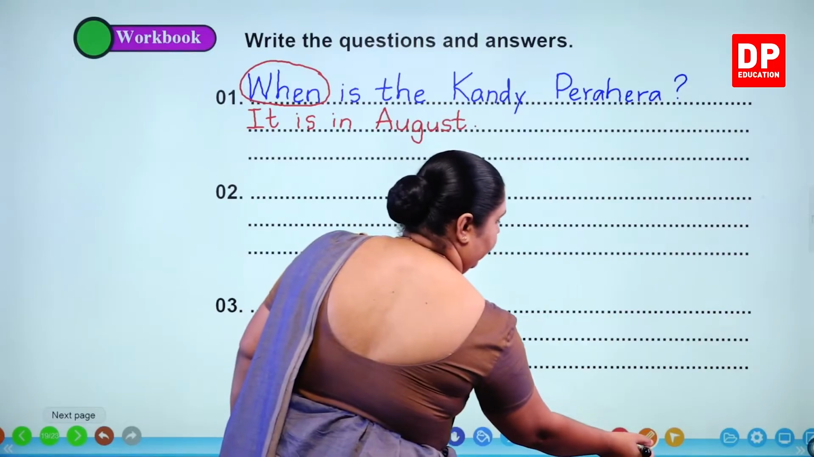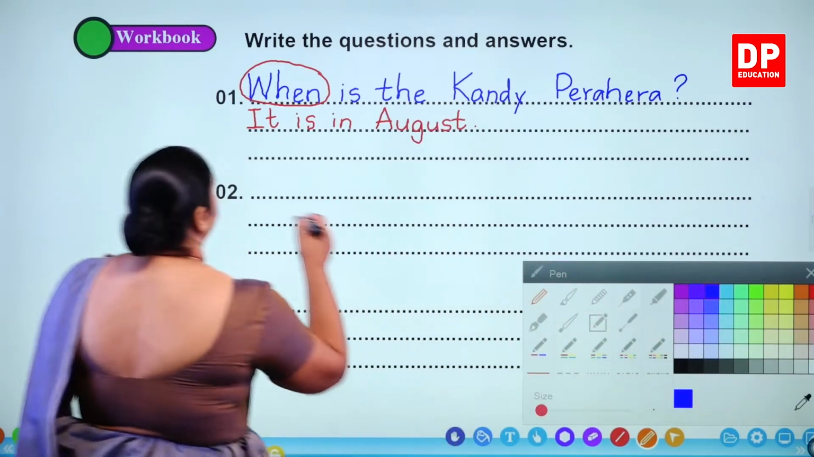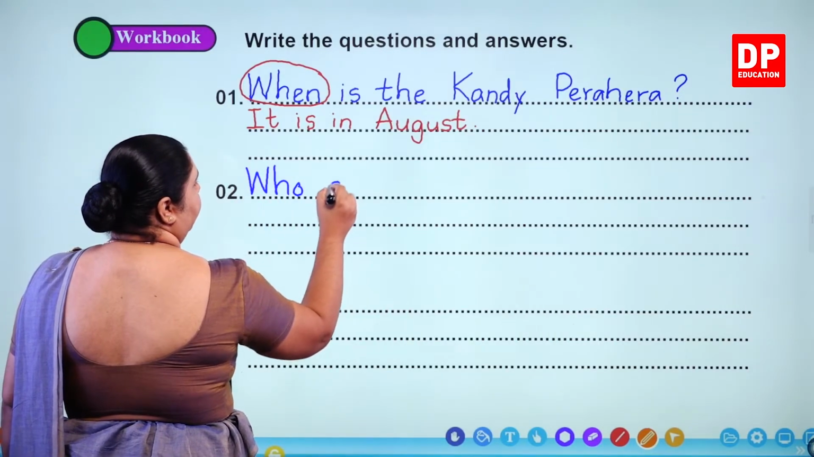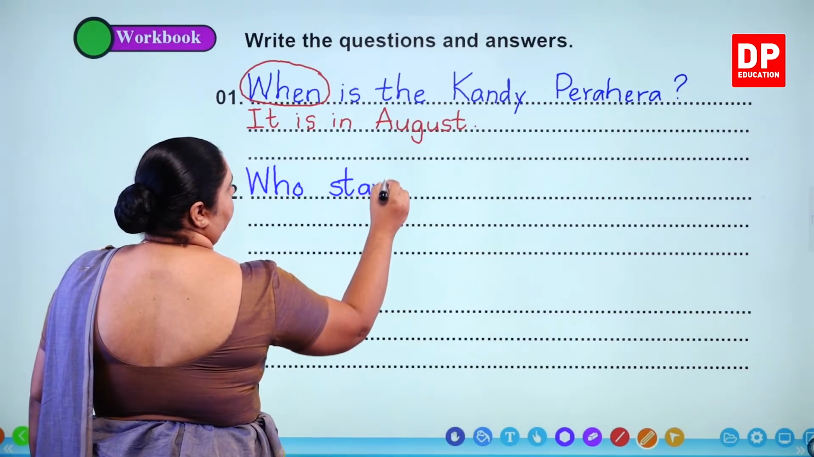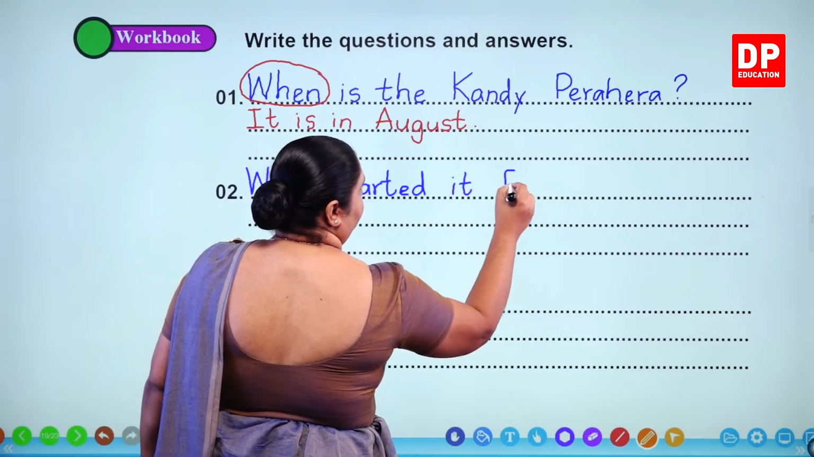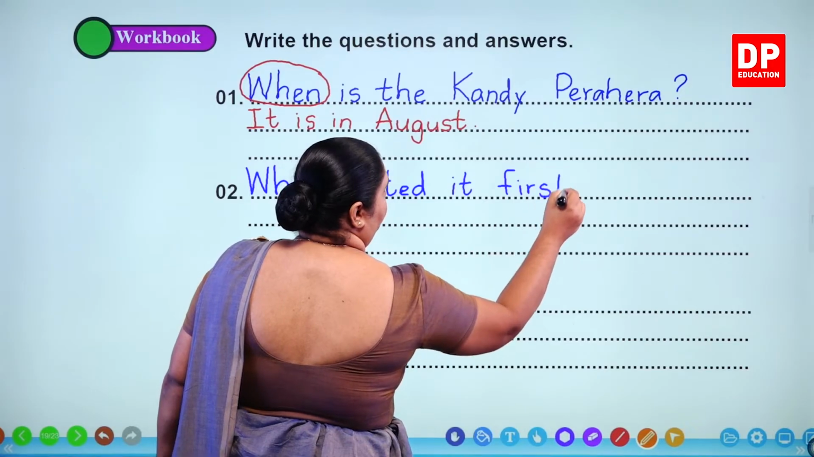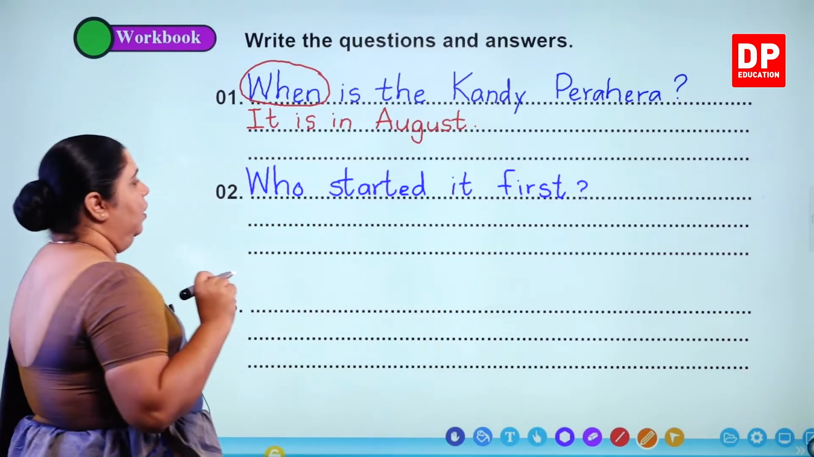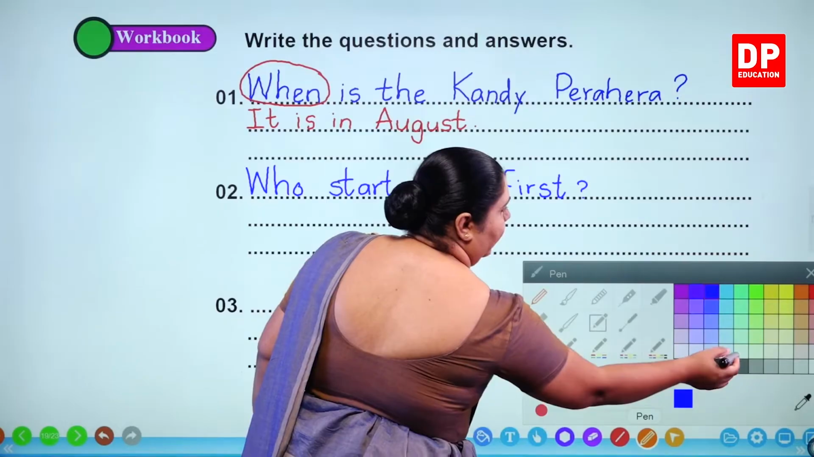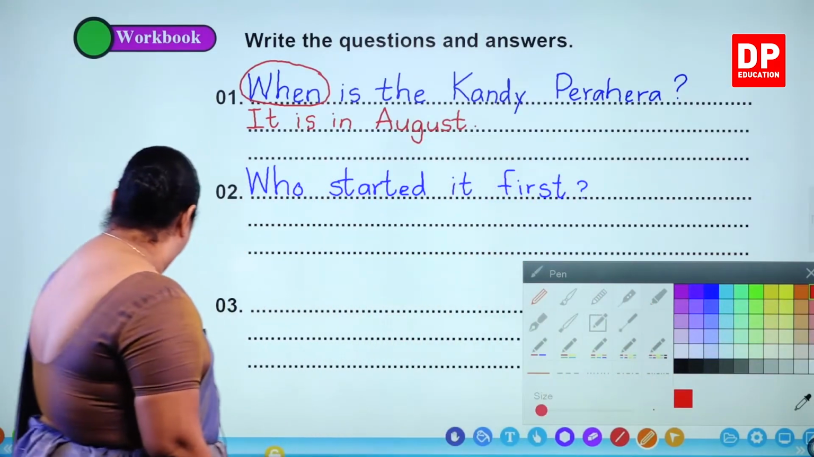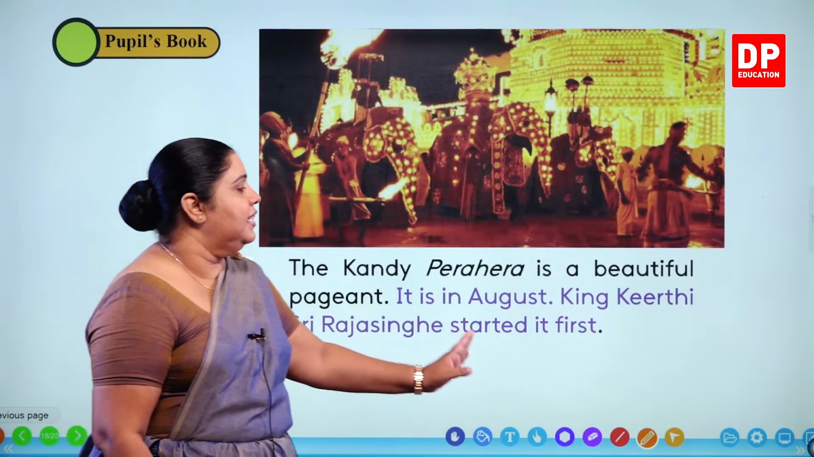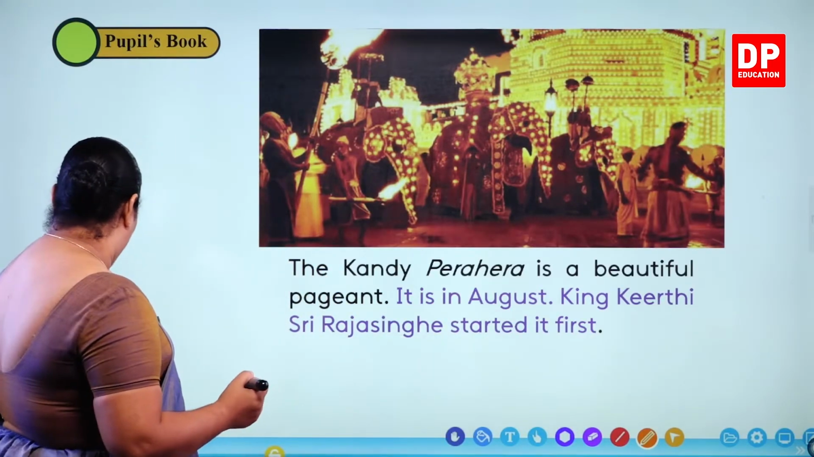Now I'm going to take my question. Write the question like this. Who started it first? මොකද්ද මෙතන it කියන්නේ පුතේ? පෙරහැර. Who started it first? කවුද පෙරහැර මුලින්ම පටන් ගත්තේ? ඔන්න දැන් අපිට answer එක ලියන්න පුළුවන්. අපේ paragraph එකේ තිබුණේ කොහොමද? King Kirti Sri Rajasingha started it first. ඔන්න අපිට උත්තරේ ලැබිලා තියෙනවා.